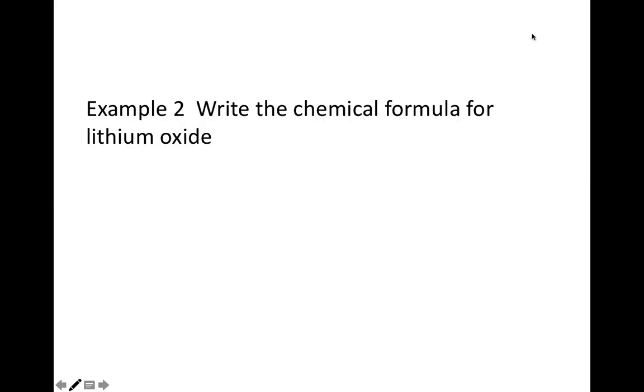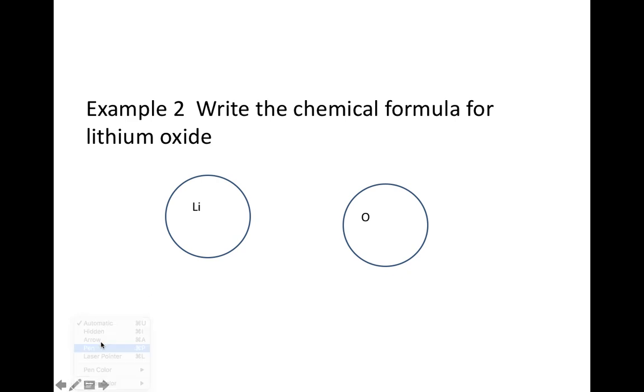To write the chemical formula, we start by drawing one atom of each, and then we write the charge. So it's 1 plus and 2 minus. This means lithium wants to give away 1 electron, but oxygen wants to gain 2. So there's a little bit of a mismatch here. You can see that the charges are not balanced. You have 1 positive charge and 2 negative charges. So how do we resolve this issue?